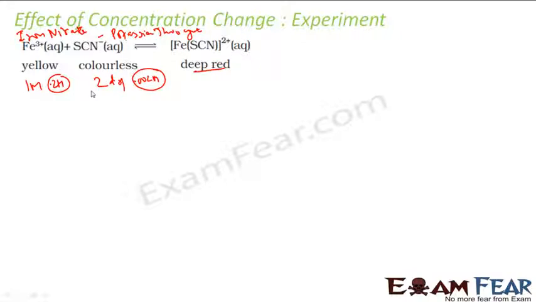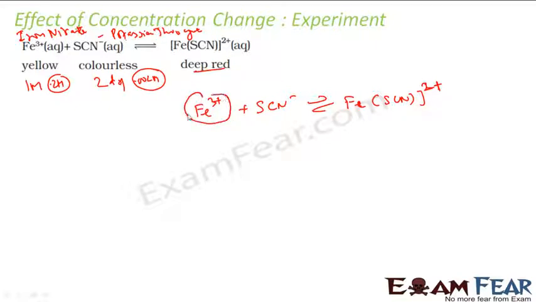Now let's try to change the concentration, because after some time it will be in equilibrium. Let me write here: we have Fe3+ plus SCN- gives FeSCN2+. Correct? We have this reaction. Now let's try to change something. Let's try to change the concentration of iron nitrate, let's try to decrease it.